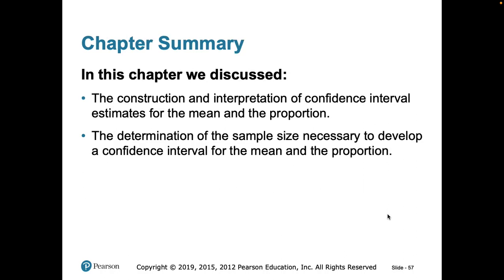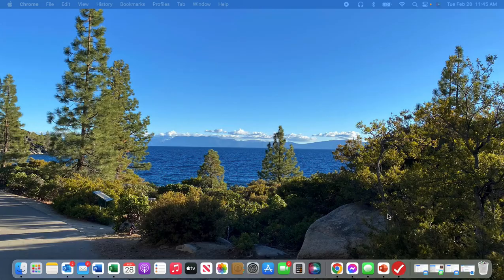Okay, so in this chapter, we talked about constructing and interpreting confidence interval estimates for the mean and the proportion. And we also talked about the sample size, how large or how small it should be in order to build a confidence interval for the mean and for the proportion. And this is the end of the chapter. And this pretty much is the end of the semester.